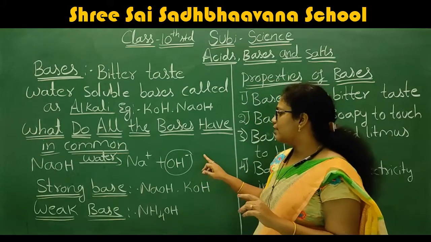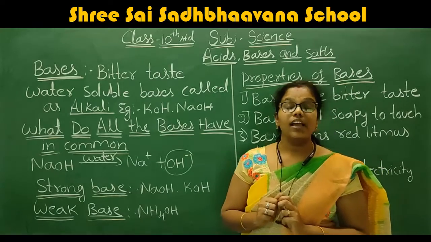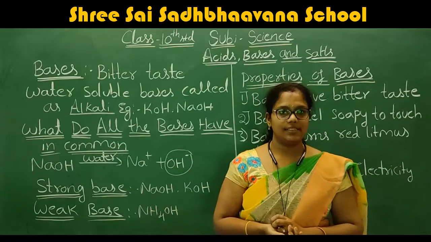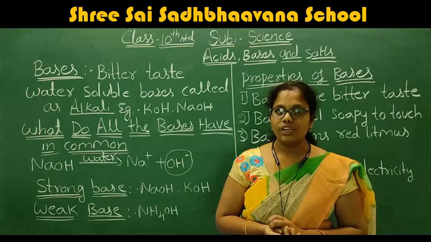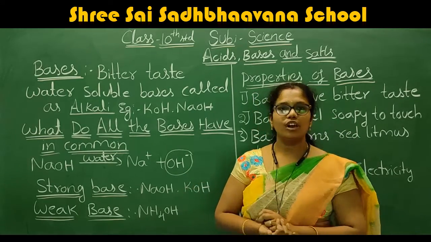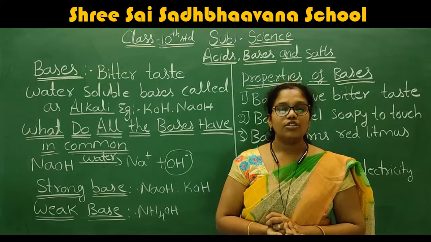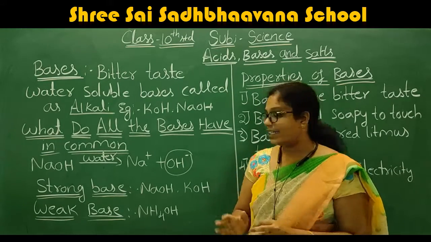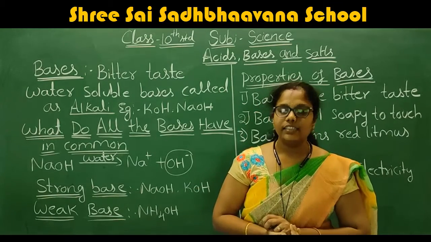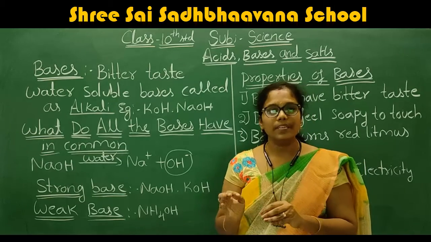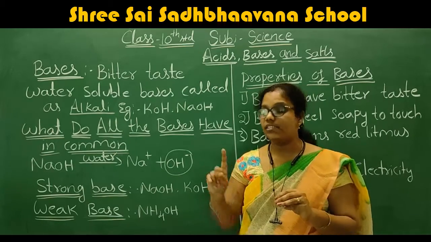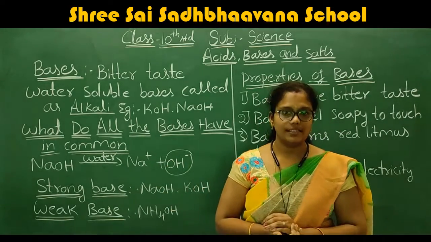Okay, after discussing the common things present in the bases, now we are going to discuss what are strong bases and what are weak bases. What are strong bases? If in the bases complete ionization takes place, then that type of bases we call strong bases.